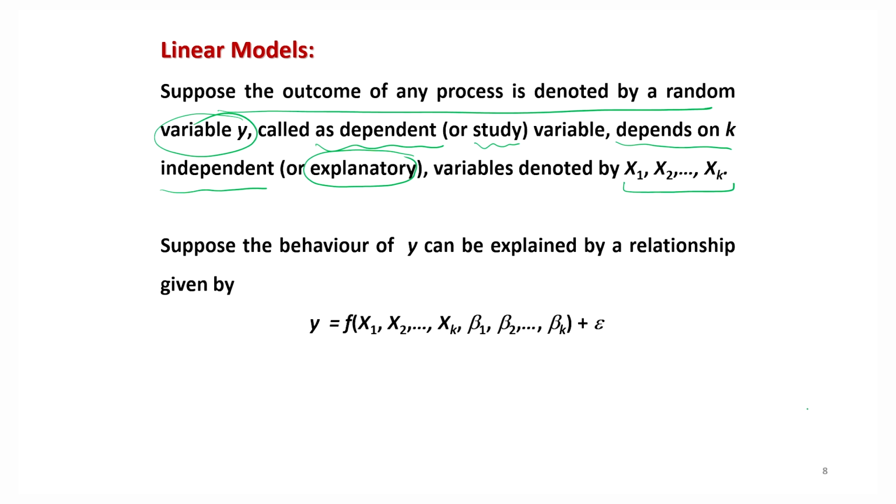Right. And now we assume that there is going to be some functional relationship between y and x1, x2, xk, and this can be explained by a parametric model which has some parameters, say beta 1, beta 2, beta k. And now it is a real data process, so there will be some uncertainty in the data set, and this uncertainty is indicated by adding here a term epsilon. It is something like this.